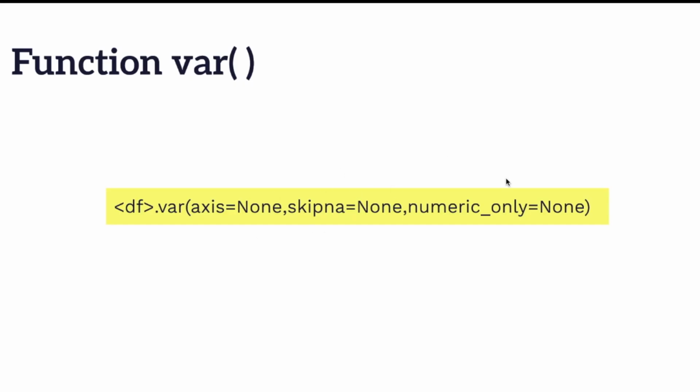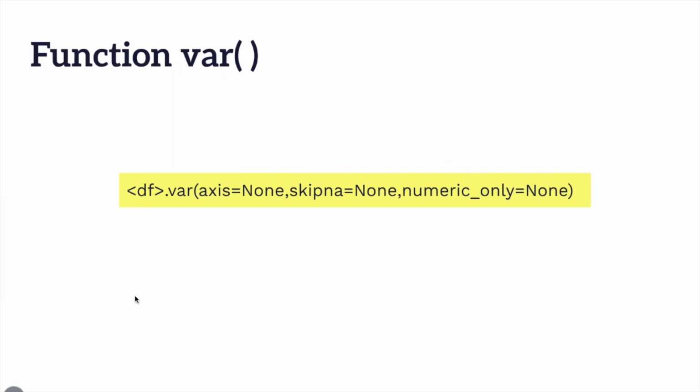So this is the basic syntax of the variance function, or the var function. It accepts 3 parameters: axis, skipna, and numeric_only.